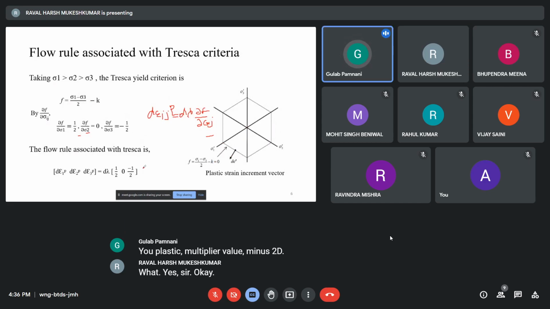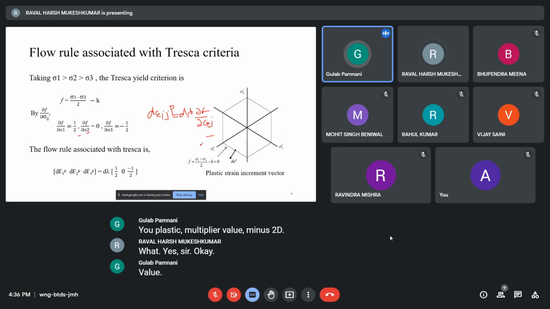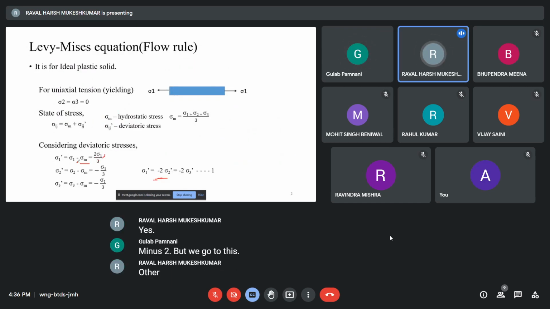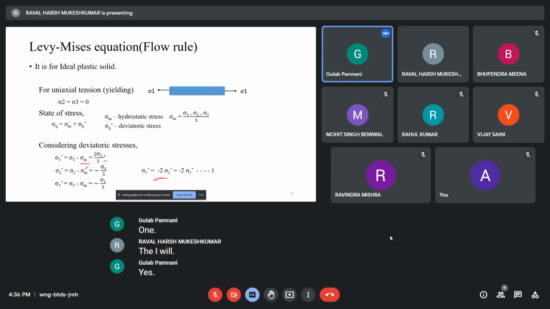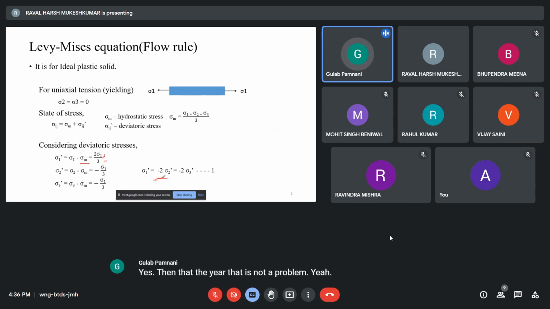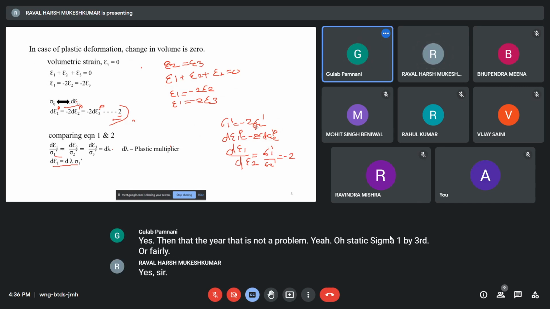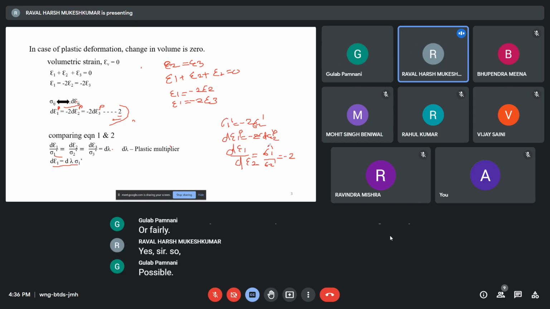यहाँ पे तो वैल्यू, ये तो खैर आप बोल रहे हो कि वहां से आएगा, तो उस केस में d lambda की वैल्यू कैसे आ गई minus 2? Sir, अगर sigma prime... हाँ, अच्छा। ये तो ठीक है, ये रिलेशन तो आपका ठीक है, that is not a problem. ये तो आपका हाइड्रोस्टैटिक sigma 1 by 3 आ रहा है, और फिर आपने उससे निकाला है। Yes sir. Sir, to relate this, I have considered this.